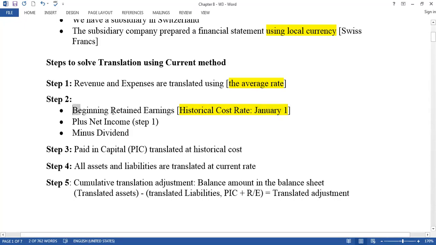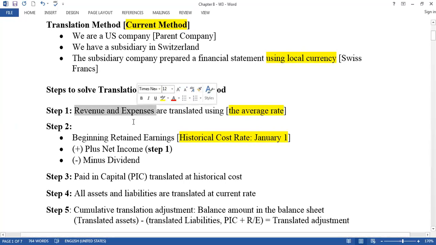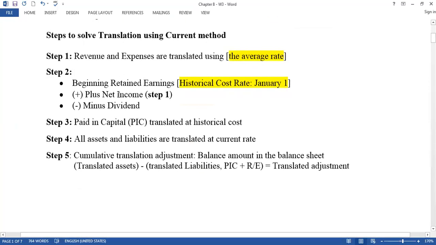Then you know this formula, beginning retained earnings plus net income minus dividend. We know this formula. So net income is already calculated from step one, because in step one, we are going to use revenues and expenses. And you know that revenue minus expense equals net income. So we are going to calculate the net income based on the average rate. So we have beginning retained earnings. We have net income collected from step one.